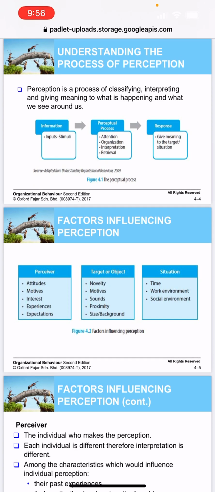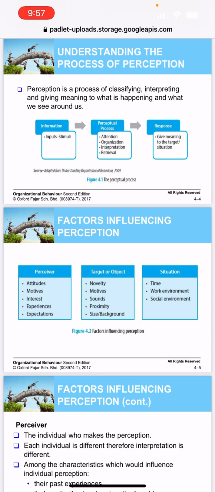Perceiver, target or object, and situation. The perceiver will develop certain attitudes, motives, interests, experience and expectation. Target or object will include novelty, motion, sounds, proximity, size and background. And the third factor influencing perception is the situation, which includes time, work environment and social environment. Now let's take a look one by one.